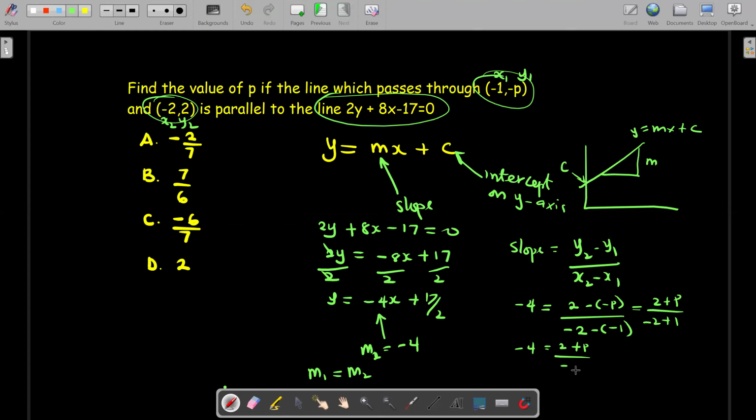And if we cross multiply, we're going to get 4 = 2 + p. And we see that p is equal to 4 - 2, which is equal to 2. So meaning the correct answer is option D.